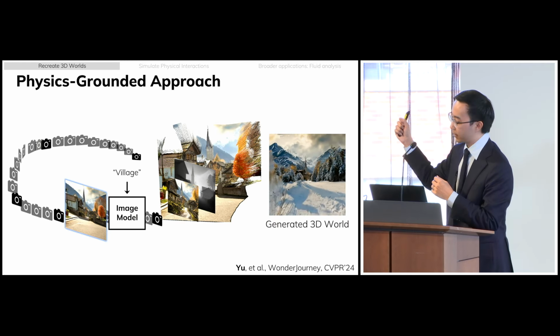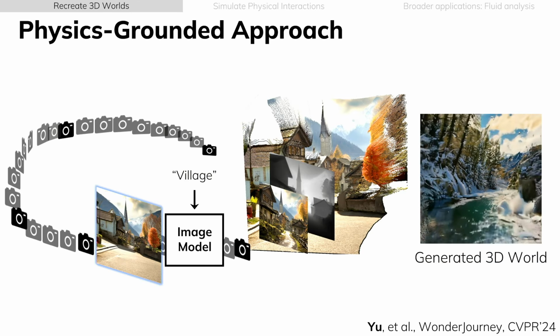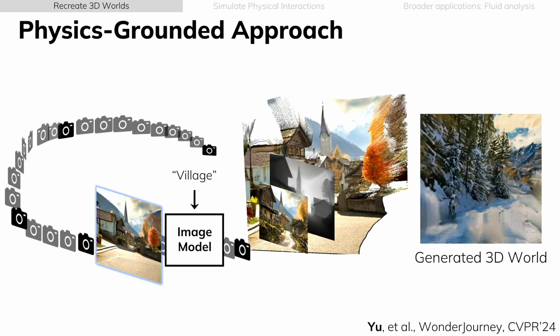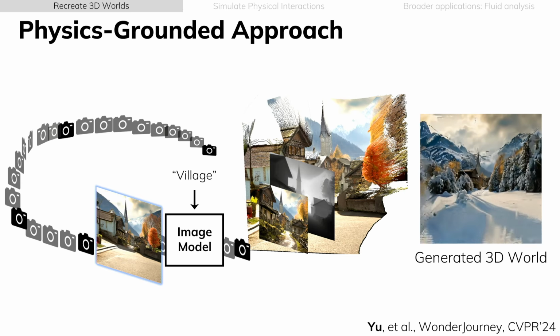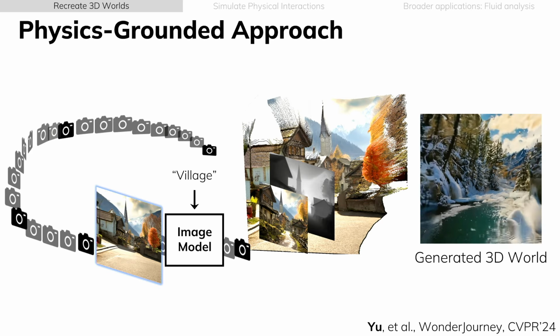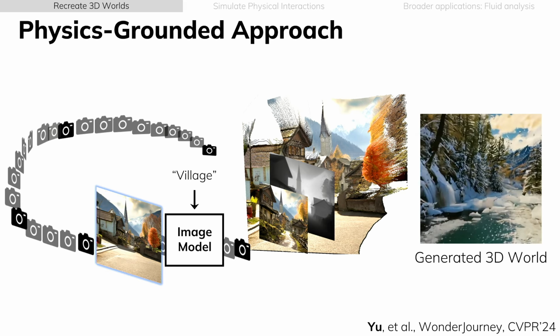Now, this is what we get, a large and coherent 3D world that you can freely move around in. The 3D reconstruction gives us the controllability around the viewpoints and the guaranteed consistency, while the generative model lets us effortlessly create diverse and realistic content.